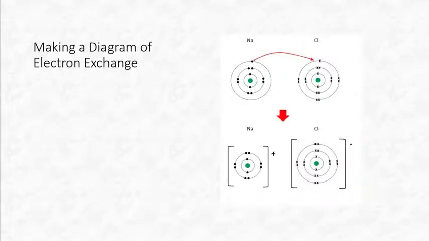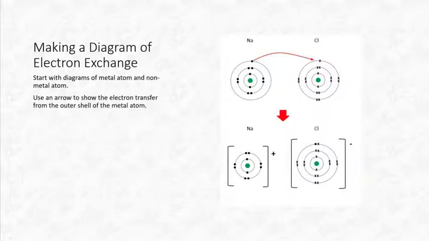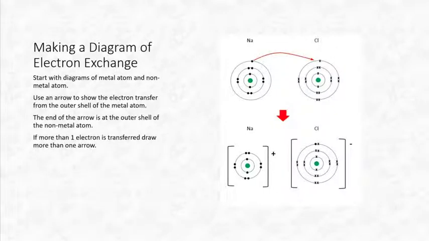So if we're making a diagram of electron exchange, let's look at the top part of this diagram, we have sodium and chlorine reacting, and it's a metal and a non-metal, of course. We're using an arrow to show the electron transfer from the outer shell of the metal atom, and the end of the arrow is at the outer shell of the non-metal atom. So if we have more than one electron being transferred, not in this case, but if our metal has more than one electron to lose, we would draw more than one arrow.